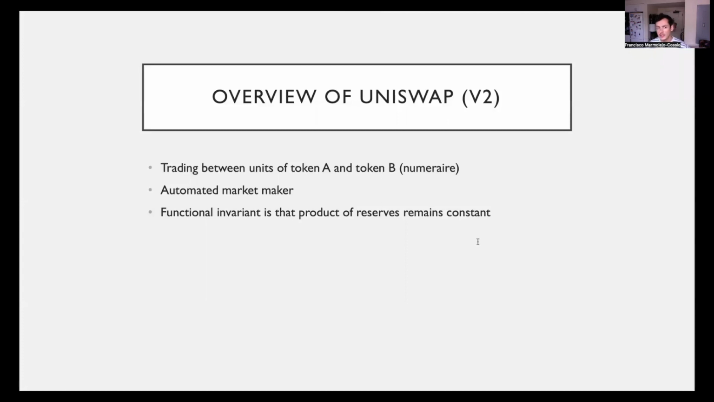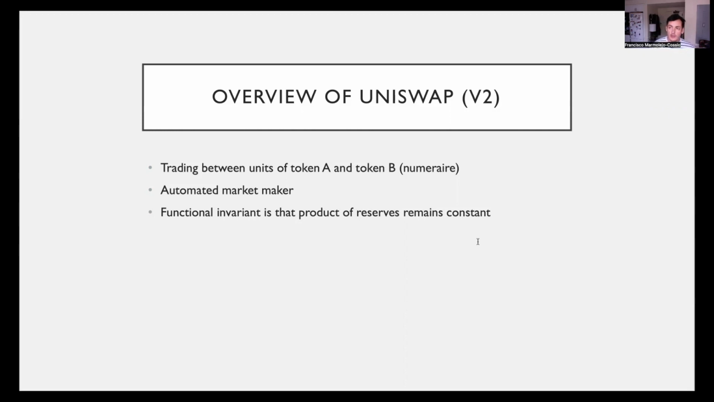And what we'll be assuming in this work is that V2 contracts are going to be trading between two tokens that are available on chain. And we'll consistently be calling them token A and token B. And henceforth, we're going to assume that token B is the numeraire, so that the utility for agents, their desire, is to maximize their profits in terms of token B. So really that's the currency of preference.